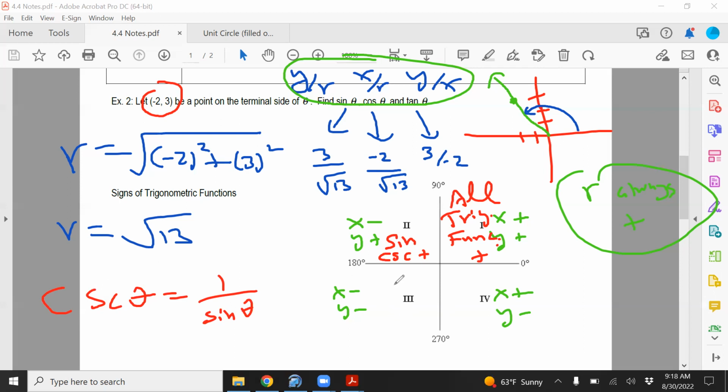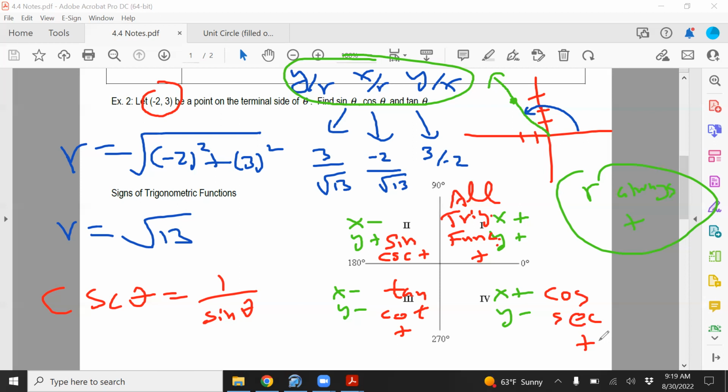In the third quadrant, tangent and cotangent are positive. The reason why is that you're dividing two negatives. If you divide two negatives, you're going to have a positive. However, because R is positive, sine and cosine are negative in the third quadrant. Lastly, cosine and secant are positive in the fourth quadrant. The reason is that X is positive, so X over R, that's cosine. Flip it, it's still secant, that's positive. But Y is negative, that makes sine and tangent negative.